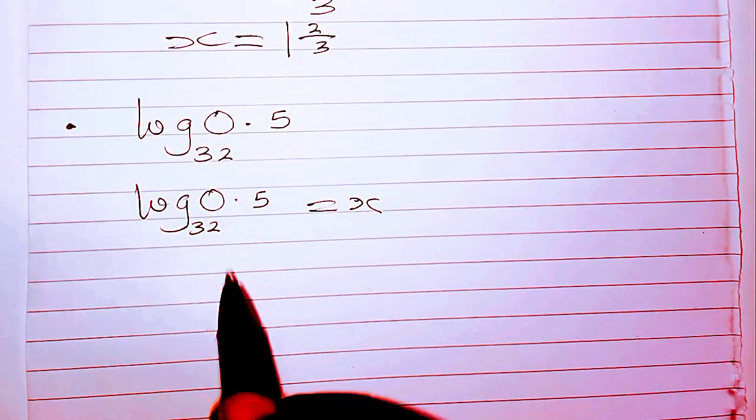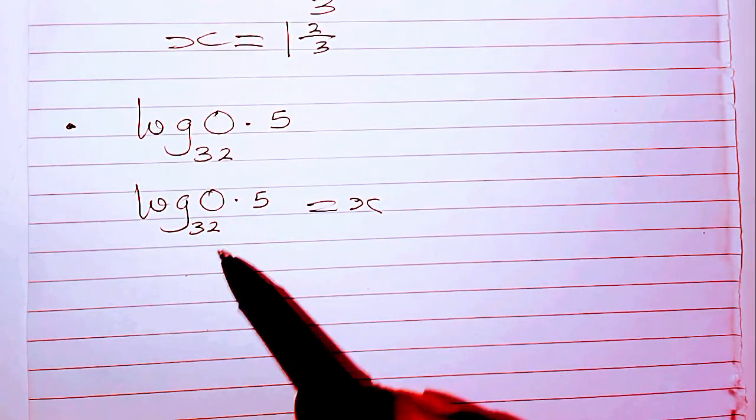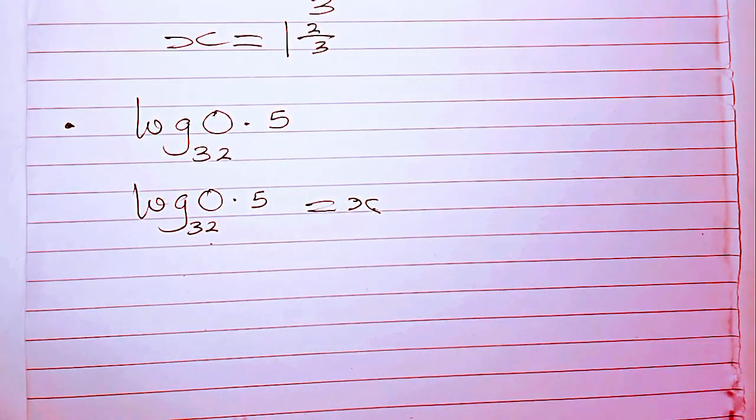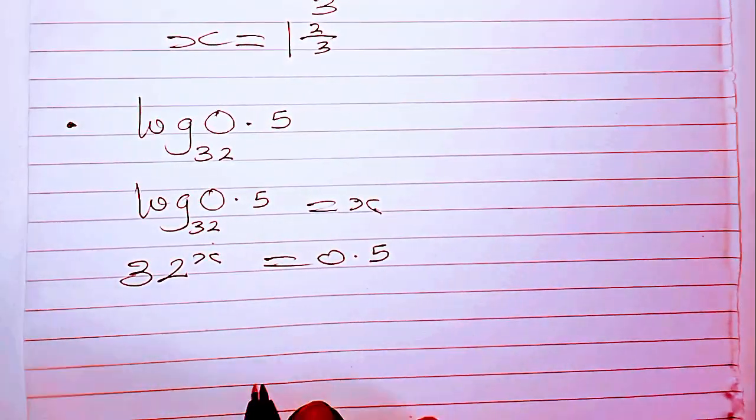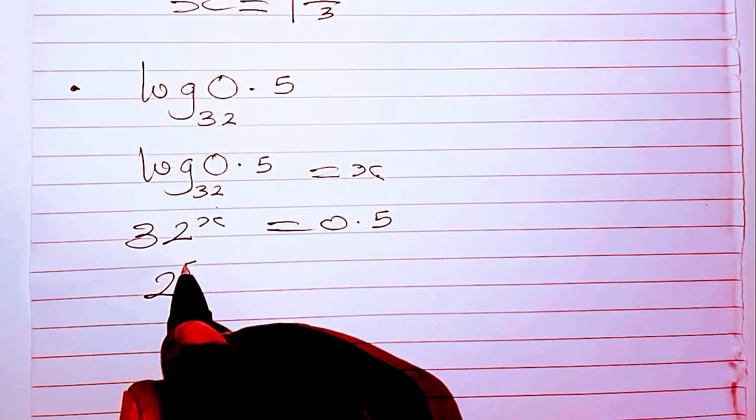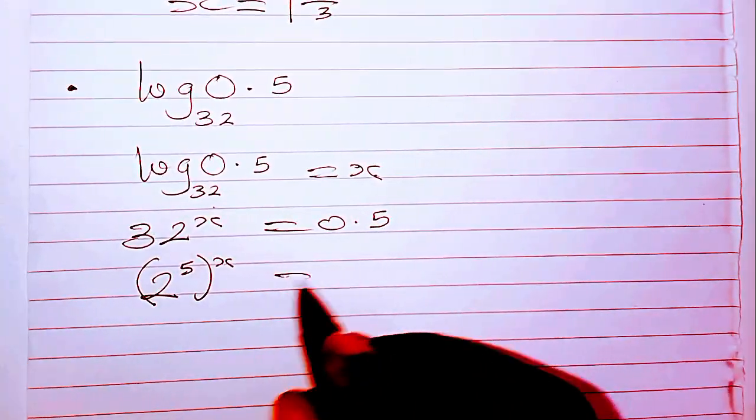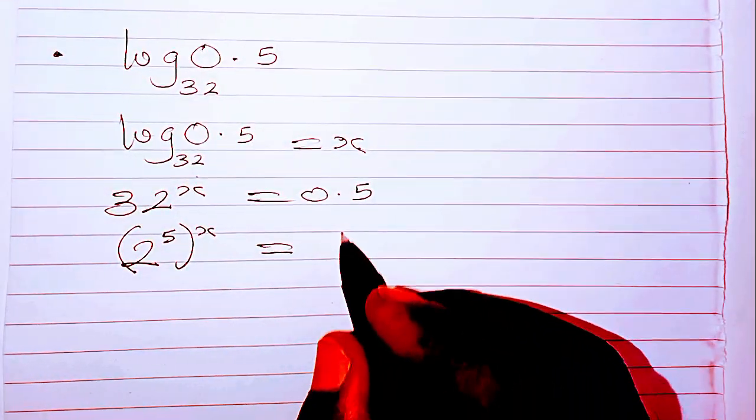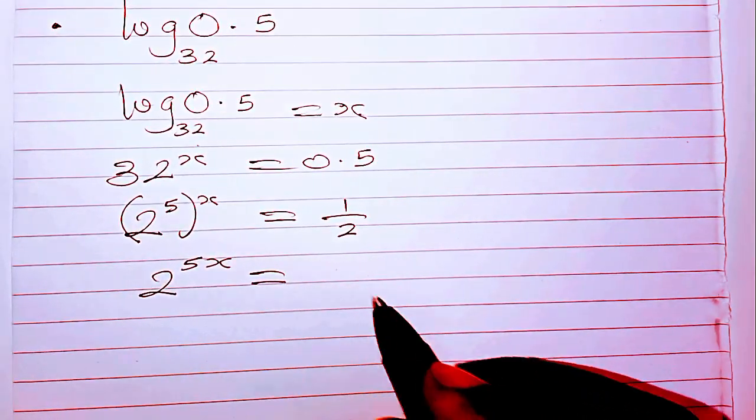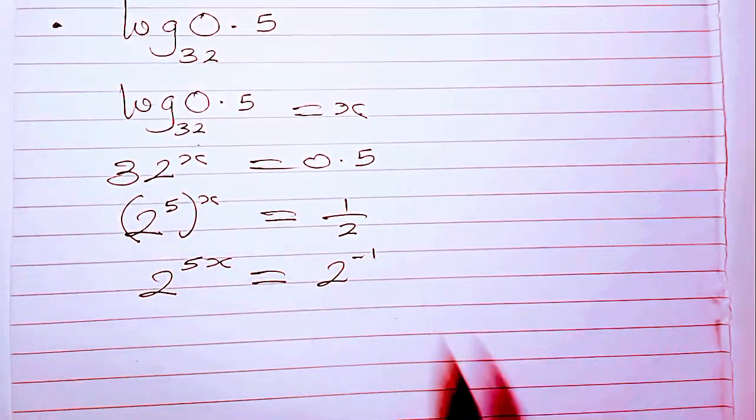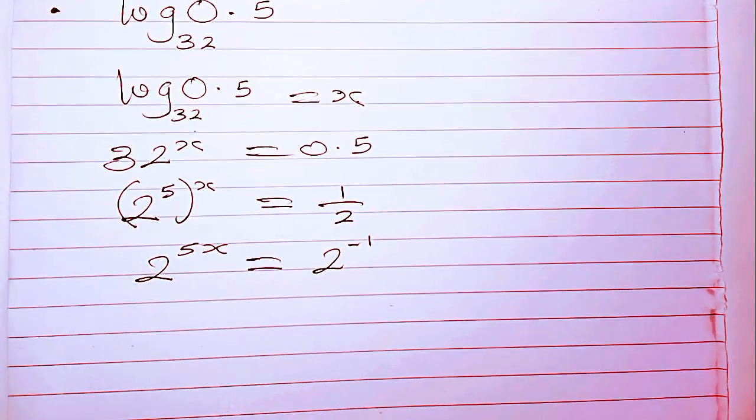If it is x, then we change it back to index form. 32 raised to the power of x equal to 0.5. In this case, 32 is 2 raised to the power of 5, with the power of x there, equal to 0.5, which can be written as 1 over 2. And 2 raised to the power of x equal to 1 over 2 can as well be written as 2 raised to the power of minus 1. That's one of the laws of indices.